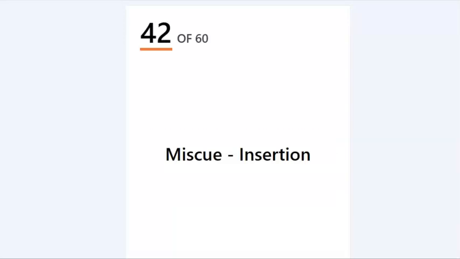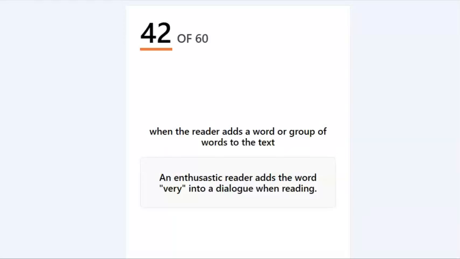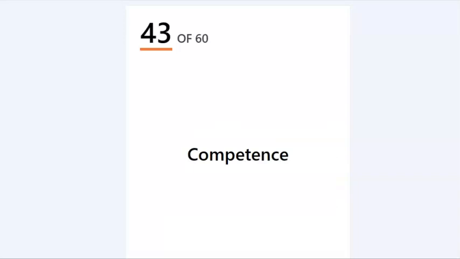Miscue insertion. When the reader adds a word or group of words to the text. An enthusiastic reader adds the word "very" into dialogue when reading. Competence. A student's desire to perform.